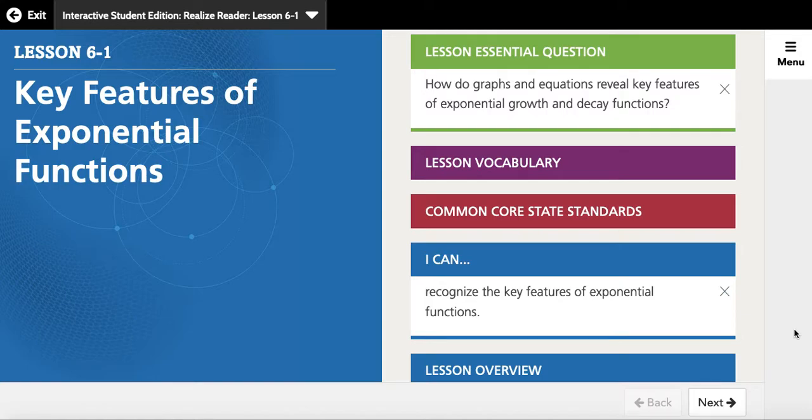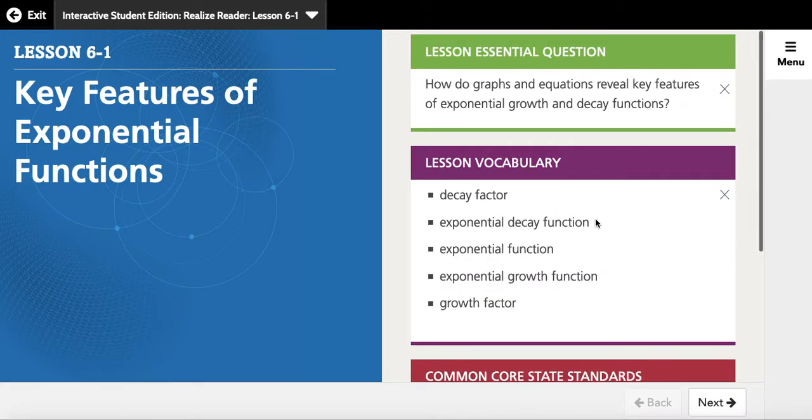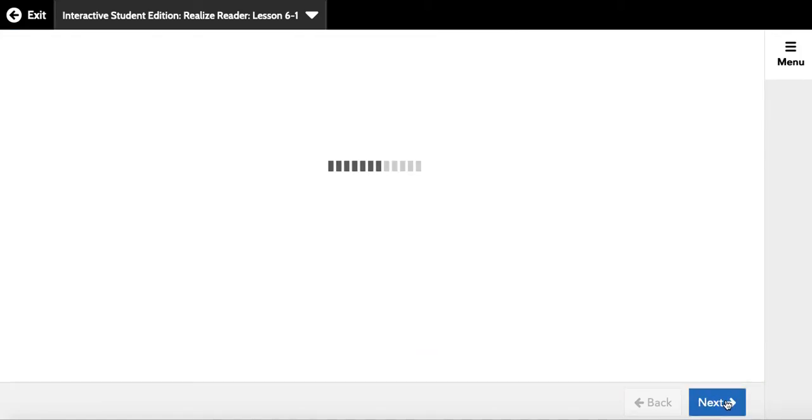Okay, Algebra 2 students, here's the first video for section 6.1, Key Features of Exponential Functions. We're going to see how graphs and equations reveal key features of exponential growth and decay functions. In the end, you're going to be able to recognize that. And there's quite a bit of vocabulary: decay factor, exponential decay function, exponential growth function, growth factor. Let's take a look at the first example.